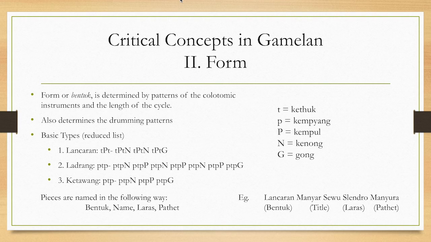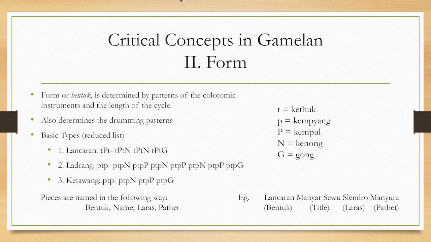So there are various different kinds of bentuk, and these are determined by the patterns of the colotomic instruments. In other words, what order do the instruments ketuk, kempiang, kempul, kenong, and gong all play in? So what is the alternation of those instruments, and how long is each cycle? These different kinds of forms have different names.